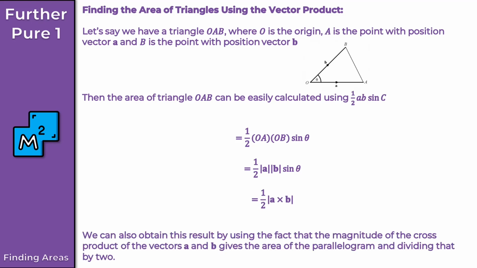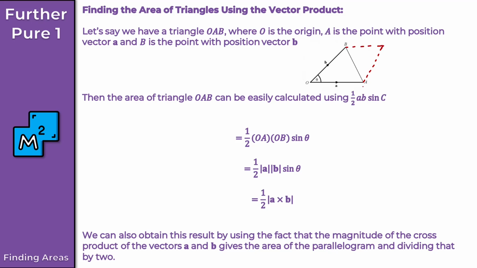You should also be aware that we can obtain this result by using the fact that the magnitude of the cross product of the vectors A and B gives the area of the parallelogram. Given that we have a triangle here, we just divide that by 2. So let me quickly add this to my diagram here. Let's do it in dark red. If I draw the parallelogram here, it's probably not going to be perfect, but you'll get the idea. Something like the following.